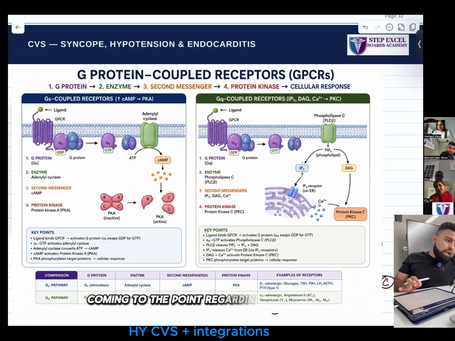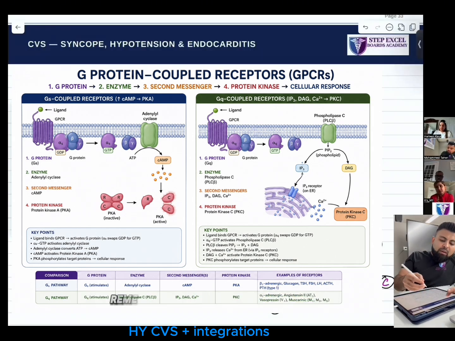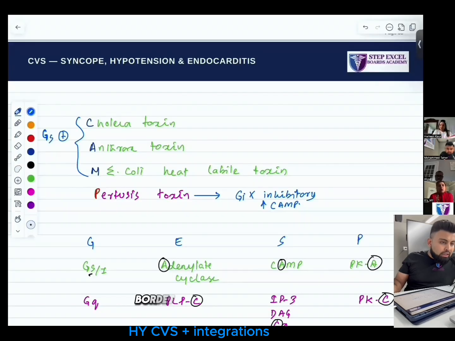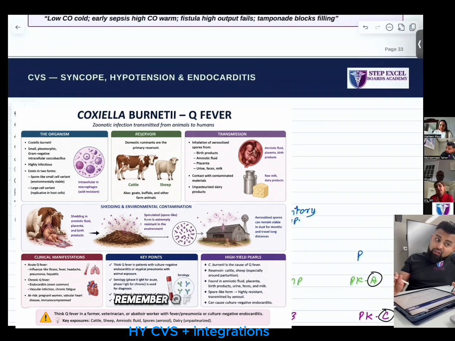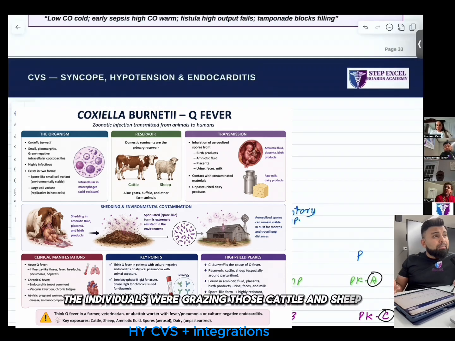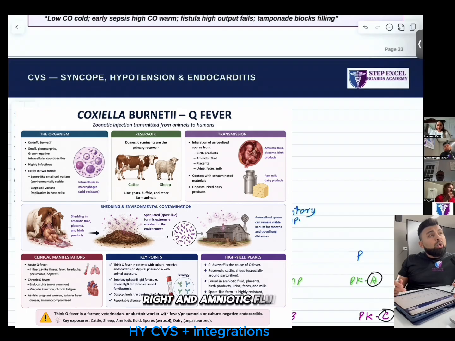Coming back to endocarditis, as I was talking about, remember infective endocarditis, Bordetella is one of those. Coxiella burnetii, remember, is responsible for Q fever. Remember Q fever: individuals grazing cattle and sheep, and amniotic fluid, milk and dairy products, Coxiella.